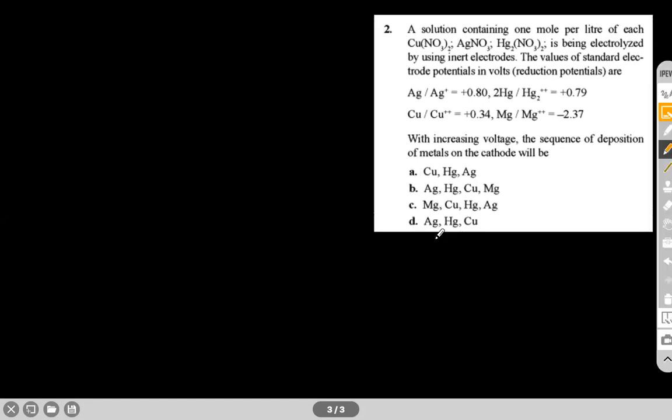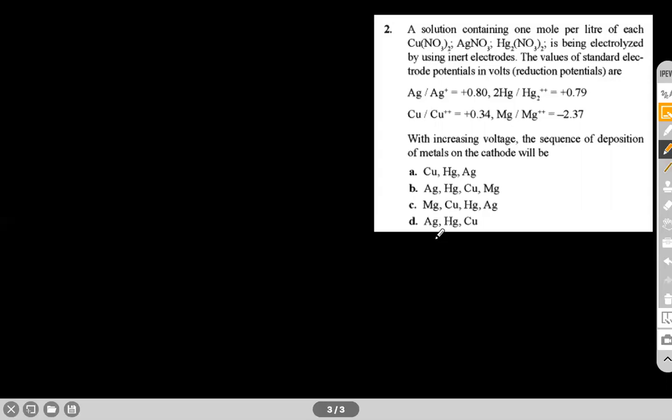See this question. A solution containing 1 mole per liter of each ion, which is given, is being electrolyzed by using inert electrode. The value of standard reduction electrode potential is given. We need to find out, with increase in voltage, the sequence of deposition of metals on cathode.